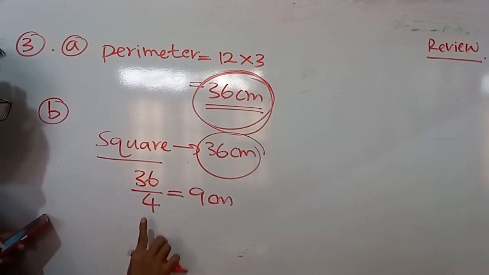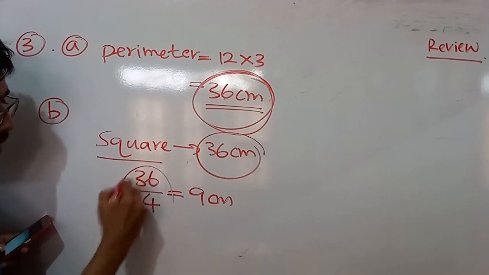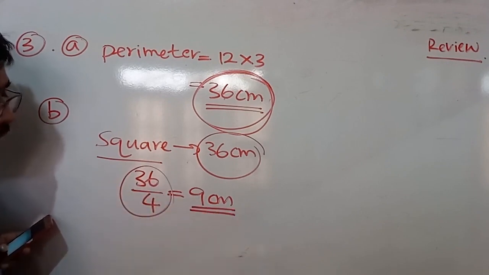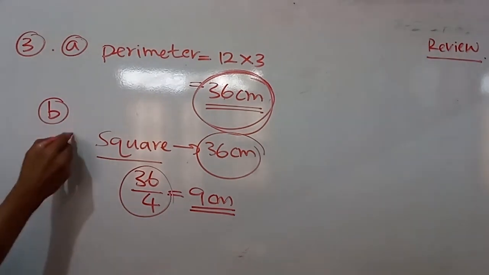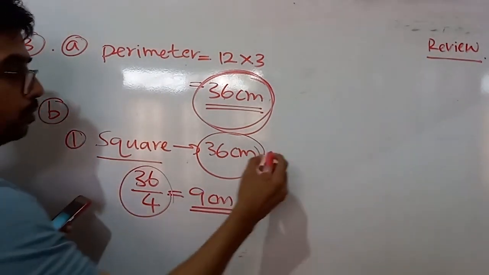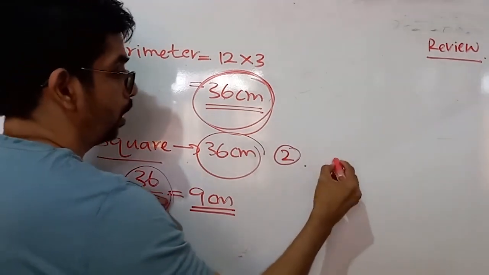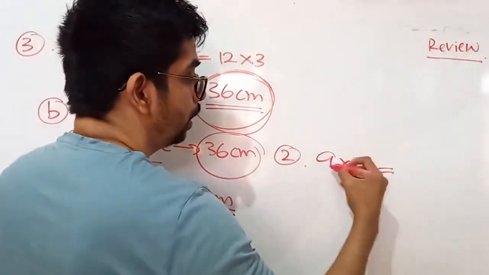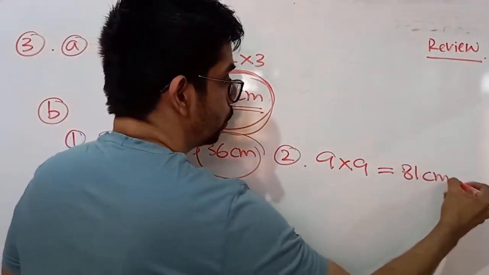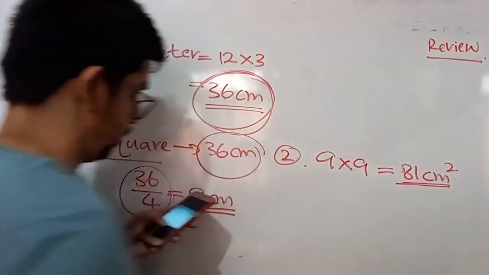Length of one side of the square is what? 36 divided by 4, which is 9 centimeters. Right. Find the area of the square lamina. Area. Easy, no? What do you have to do? 9 times 9. දිග පළලින් වැඩි කරන්න තියෙන්නේ නේ. 9 times 9 is what? 81. So that is square centimeters.